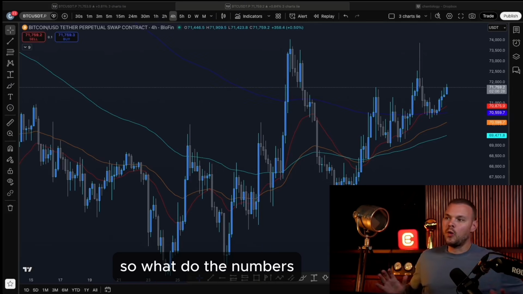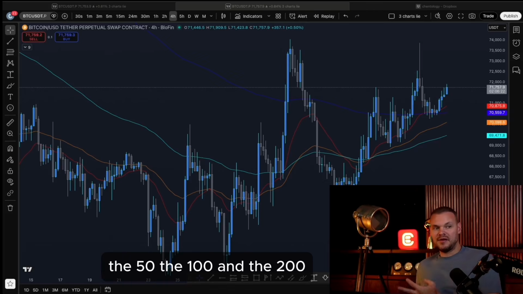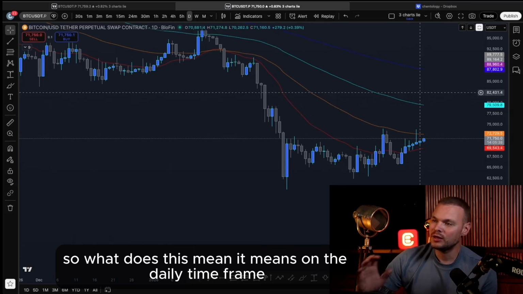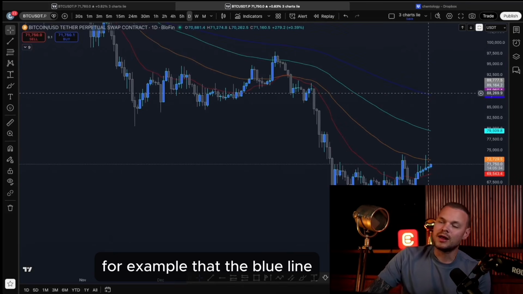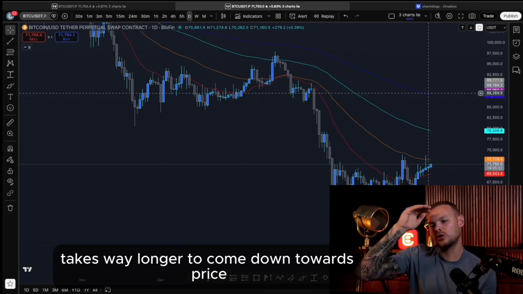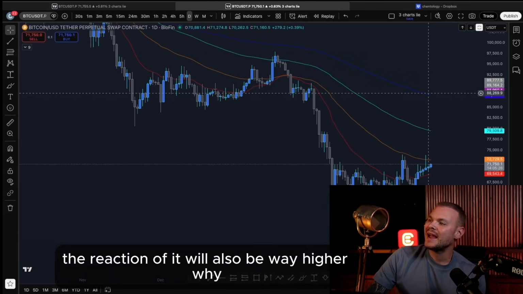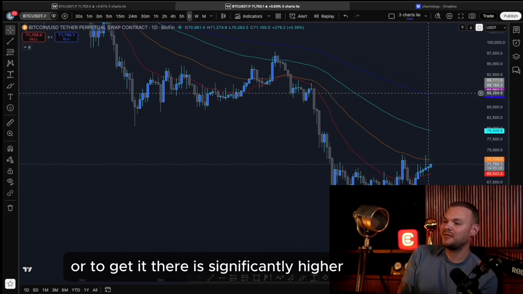So what do the numbers in exponential moving average actually stand for? The 9, the 20, the 50, the 100, and the 200. It stands for the look back period in candles. So what does this mean? It means on the daily time frame, for example, that the blue line takes way longer to come down towards price. But if it gets tapped, the reaction of it will also be way higher. Why? Because the time it took to create or to get it there is significantly higher.